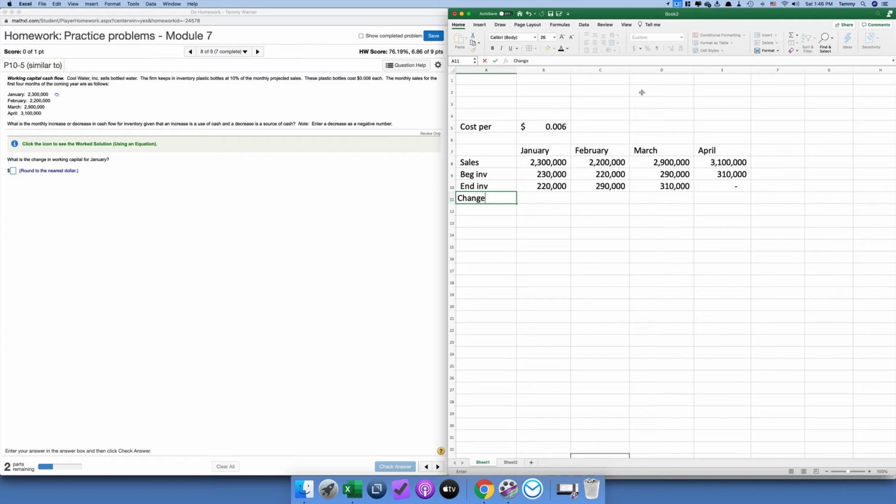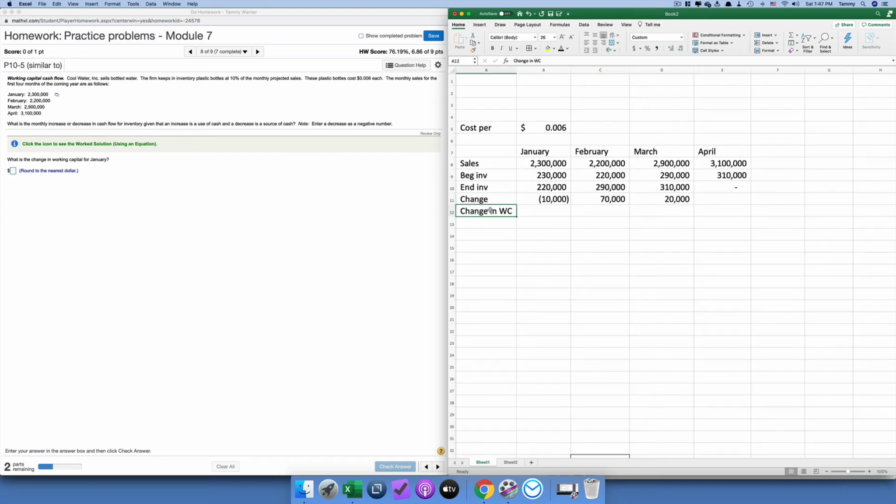And then we calculate the change in inventory as the ending minus the beginning inventory. And so we can just go ahead and calculate that out. So we have 10,000 fewer bottles on hand at the end of January than we did at the beginning of January. We have 70,000 more bottles on hand at the end of February than we did at the beginning.